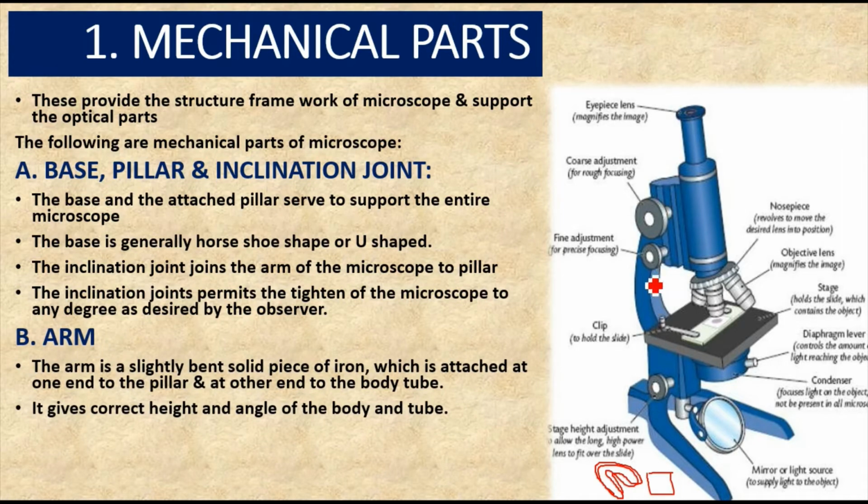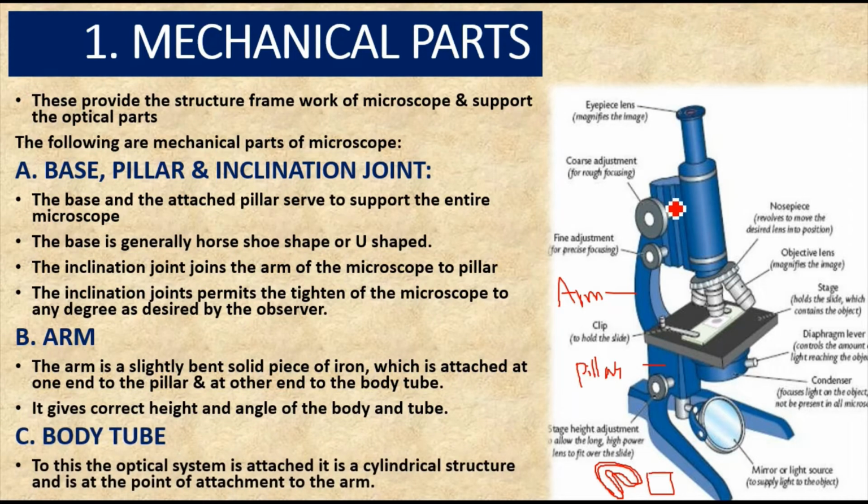Moving to the arm, this is the arm. The arm is a slightly bent solid piece of iron which is attached at one end to the pillar and at the other end to the body tube. Here is the body tube and here is the pillar. These two are joined by a part called the arm. It gives the correct height and angle of the body tube, deciding at what distance these two should be placed.